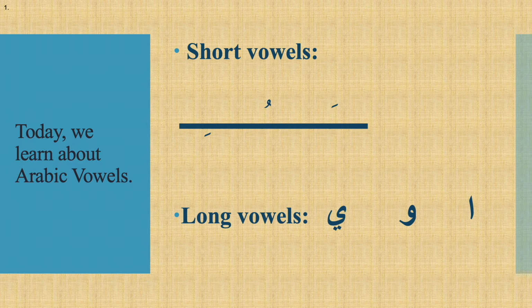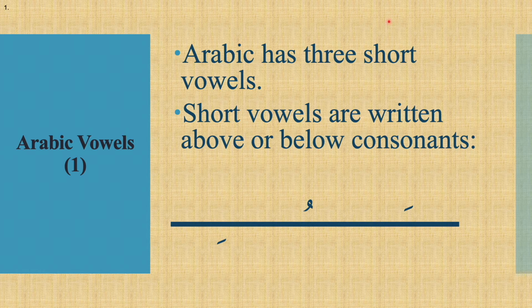Today we learn about Arabic vowels. Short vowels, here, and long vowels, here. Long vowels at our next lesson. Arabic has 3 short vowels. Short vowels are written above or below consonants.